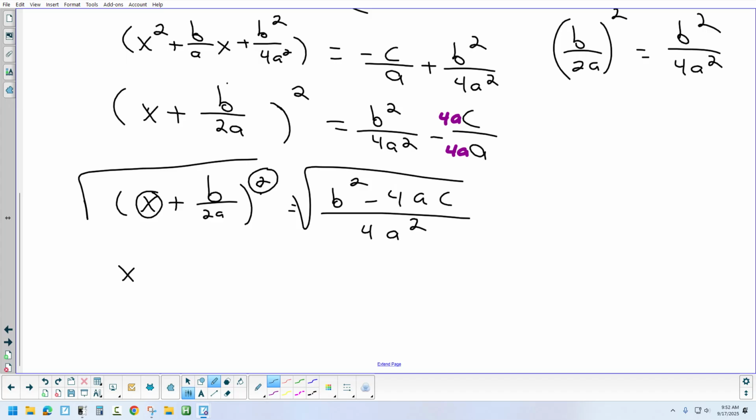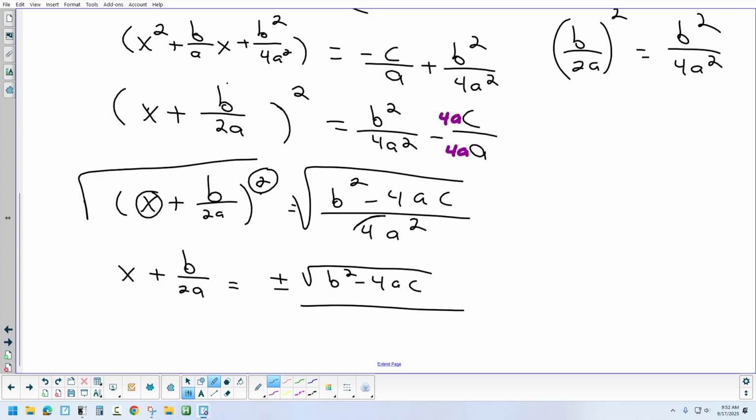We have x plus b over 2a equals, and remember when you take a square root, there are two answers. So we have a plus or minus. In the top, there's not really a lot we can do with that. It's the square root of b squared minus 4ac over, what's the square root of 4a squared? Yeah, 2a.